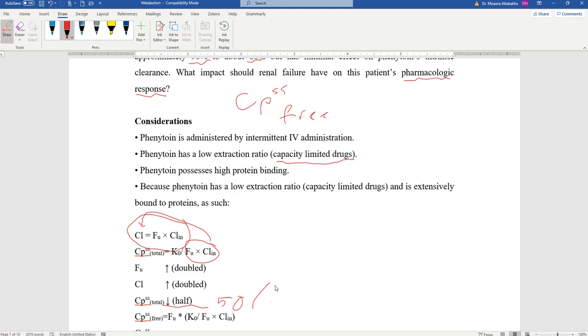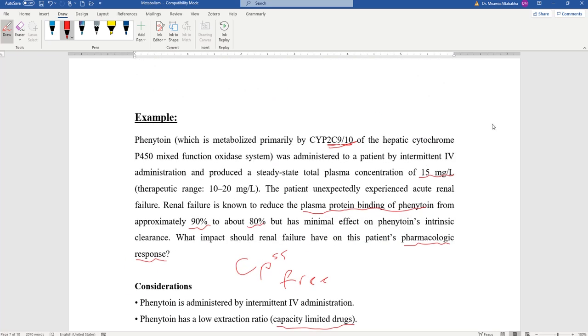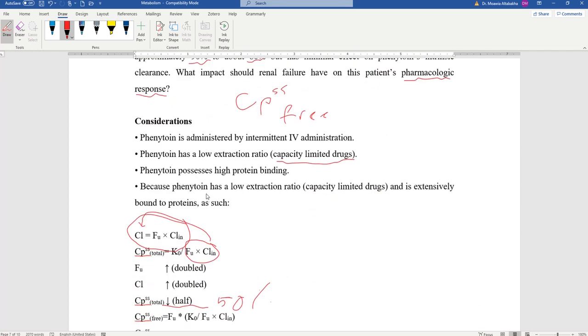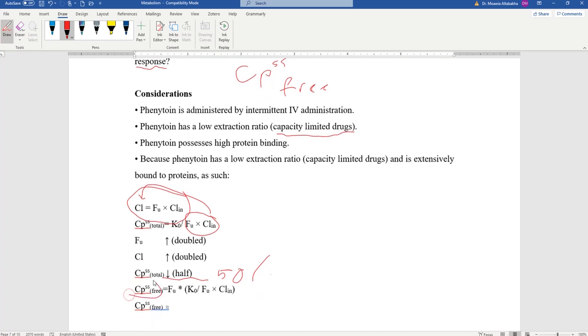Okay, because it's 50%, what do you expect? You expect that, oh, there is a problem. It was 15, now it will be about 7.5, which means that the therapeutic range is not met. Right? And this is wrong. If you answer like that, it's wrong. What is giving the effect is actually the free drug. And the free drug is what? The fraction unbound multiplied by CPSS total. This is CPSS total.